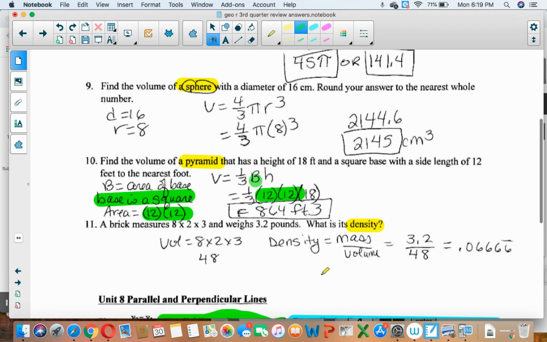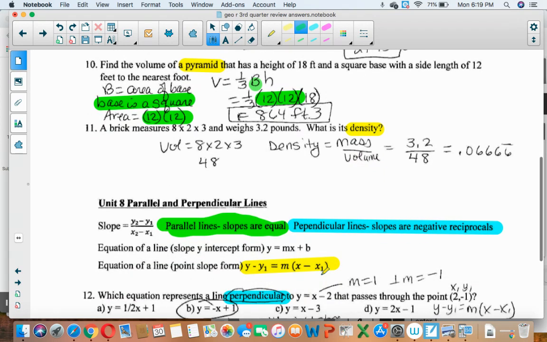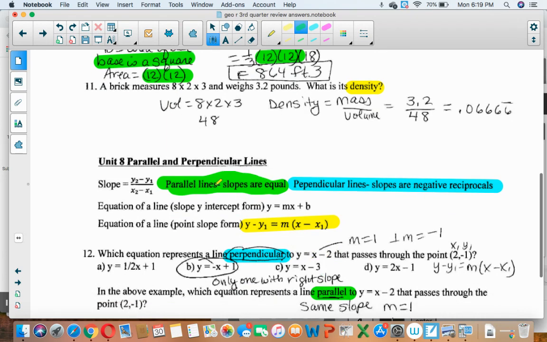The other thing that we did is we did parallel and perpendicular lines, and writing equations. So slope, you should know. Slope is change in y over change in x. Now, if my lines are parallel, they have the same slope. So anytime they mention parallel lines, you're looking for something with the same slope. If they tell you your lines are perpendicular, then your slopes are negative reciprocals.